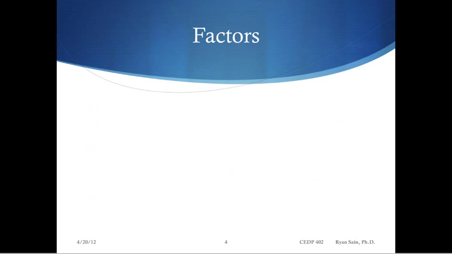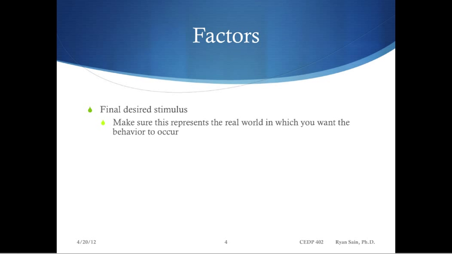So let's look at some of the factors that are associated with this. First off, we have to identify the final desired stimulus. What is the goal that you're trying to transfer the control to? Make sure that that stimulus represents the real world, right? In which you want the behavior to occur. If I want a kid to respond to the statement of "What's your name?" then I'm not gonna just say, "Hey, who are you?" Maybe you will, maybe you won't. But you want that final desired stimulus to match exactly what the real world is like.